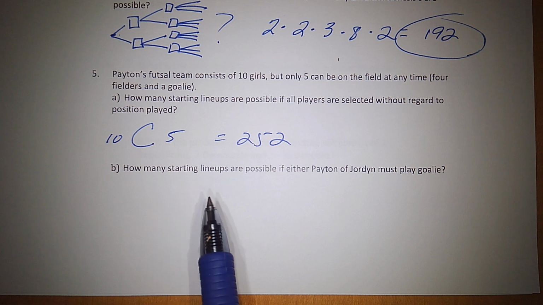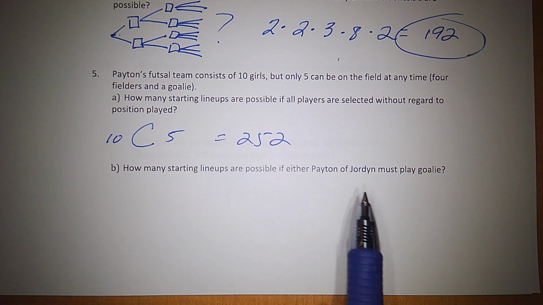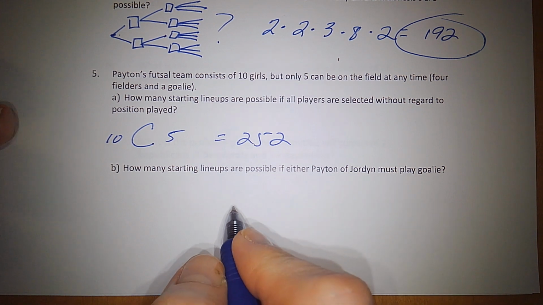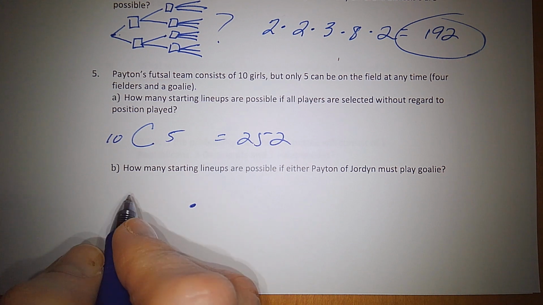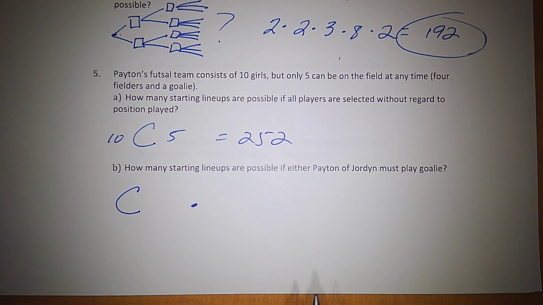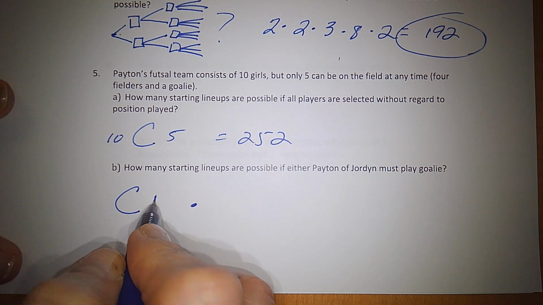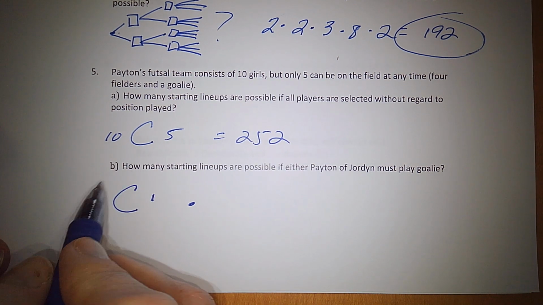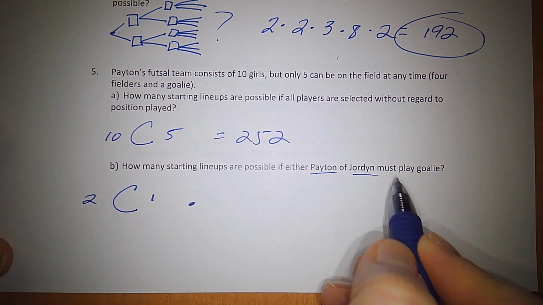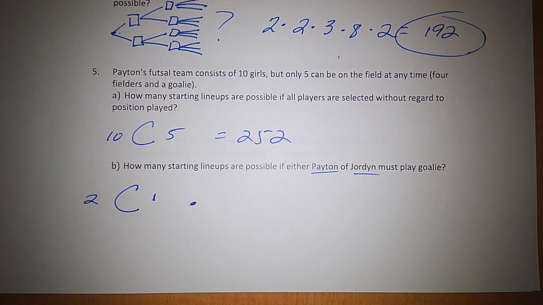Now, what if we say in the starting lineup, Peyton or Jordan must play the goalie? Well, there are going to be 2 events happening here that we're going to multiply together. First, let's pick a goalie. It doesn't matter the order in which the goalie is picked, and we need to pick one goalie. And we're going to pick that one goalie out of a team of only 2, because these are the only 2 ladies that know how to play goalie.